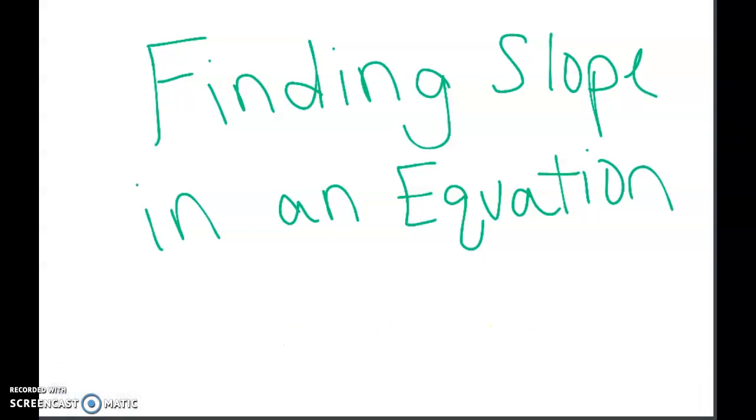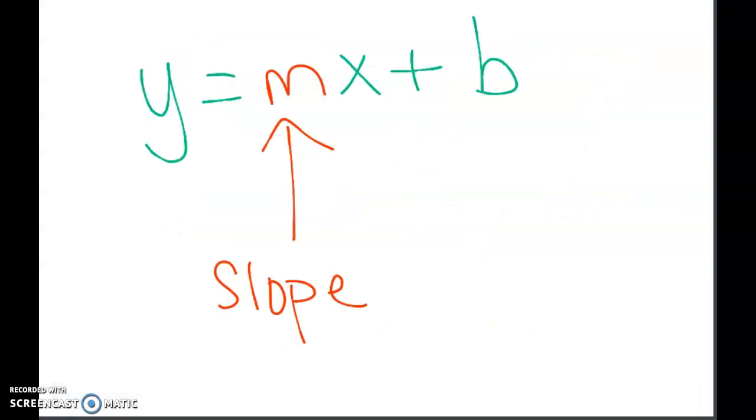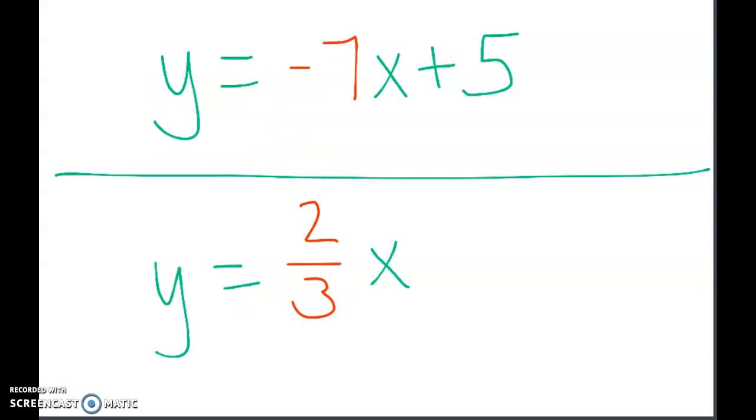Finding slope in an equation. Finding the slope in an equation is super easy. One thing you just want to remember is that the slope of any linear equation is y equals mx plus b, and the parameter m represents your slope. So in these two examples, identifying the slope is really easy. You can see that these are already written in mx plus b form.